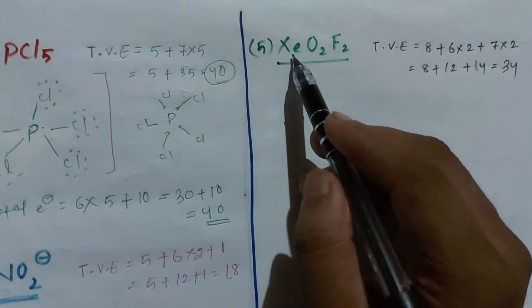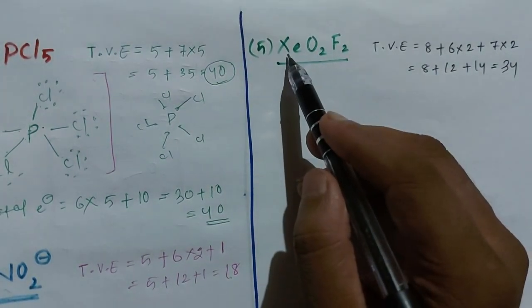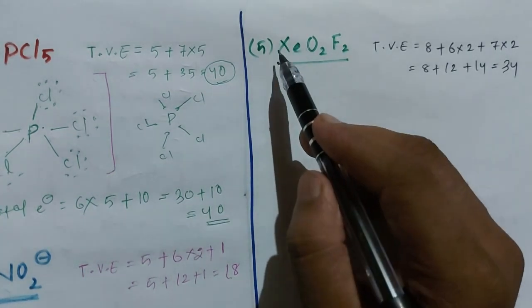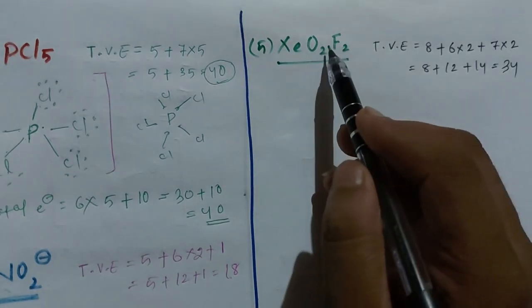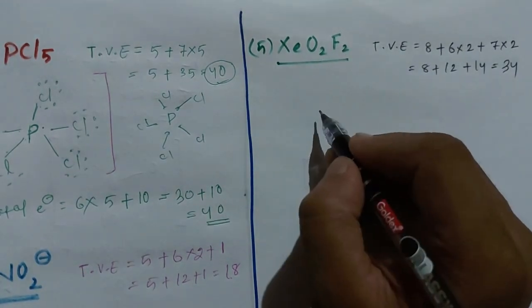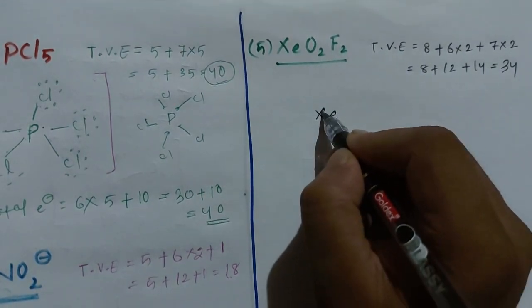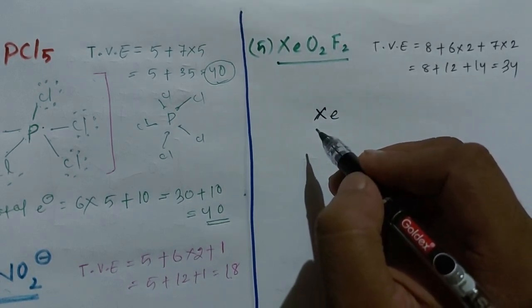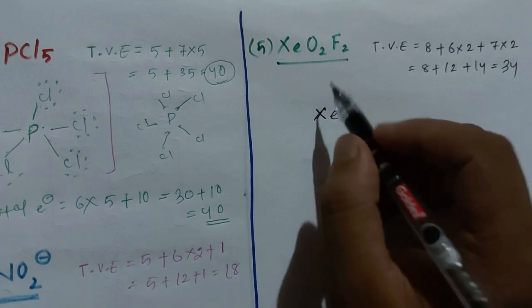Next we will choose the central atom. So the central atom is xenon here, because it is the larger in size and least electronegative among the oxygen and fluorine. So we will choose xenon as the central atom. Now the next step is to make single bonds with all the terminal atoms.